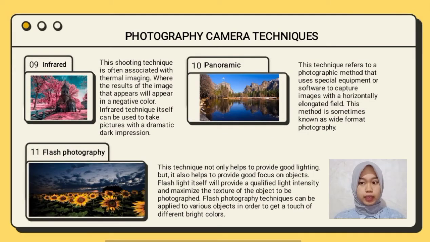Okay, next slide, number 9, infrared technique. This shooting technique is often associated with thermal imaging, where the resulting image will appear in negative color. Infrared technique itself can be used to take pictures with a dramatic dark impression.